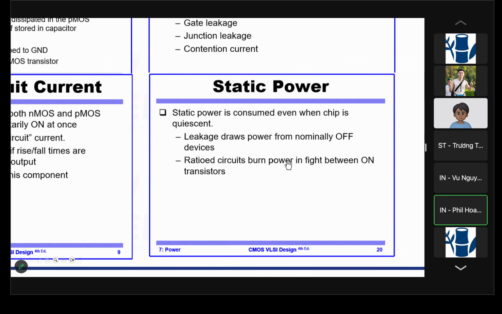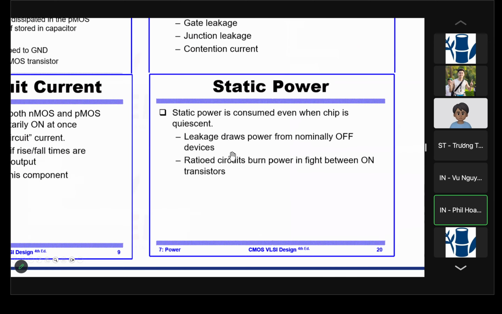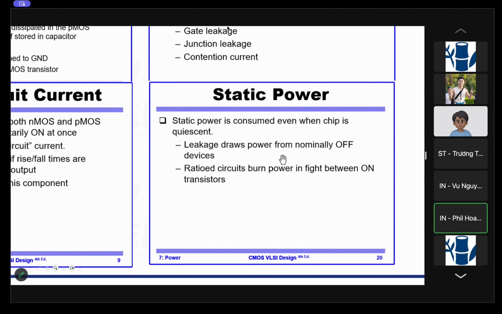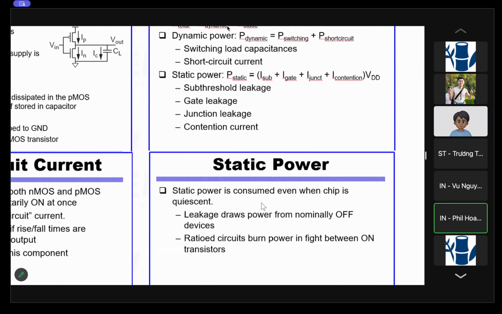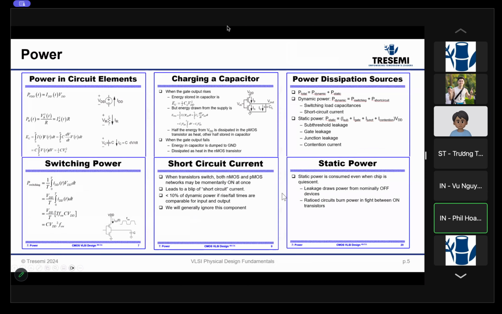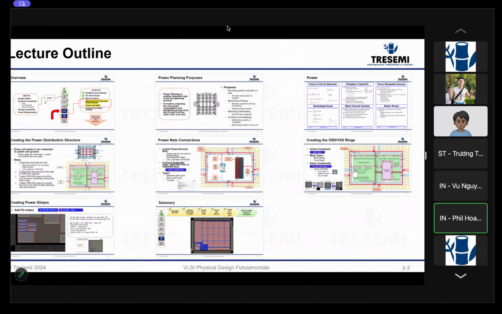And the static power, we already mentioned it, is consumed when the chip is in quiet mode, nothing happening, just leakages. All the devices are off, but it's just leaking. So that's a quick review of power.